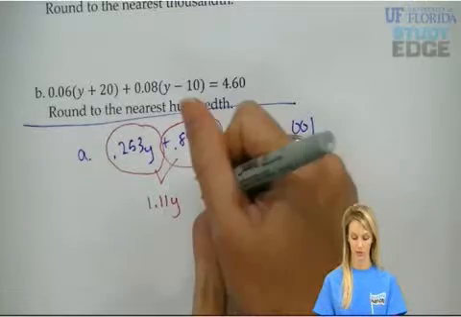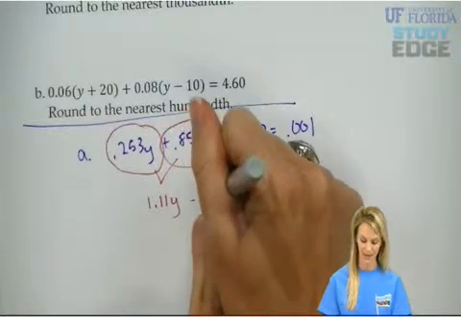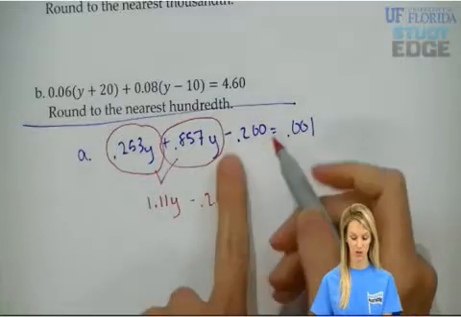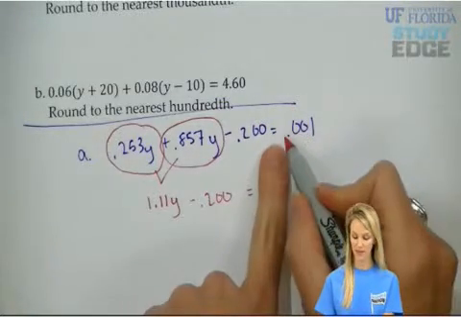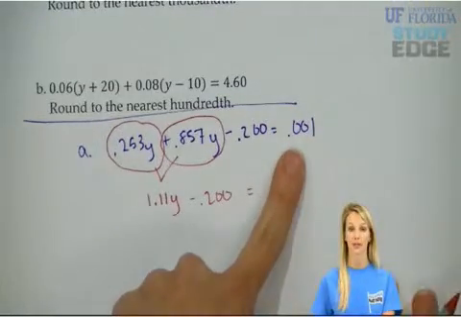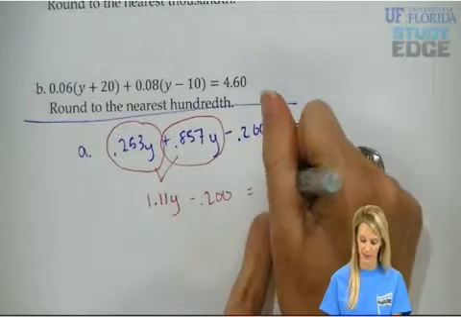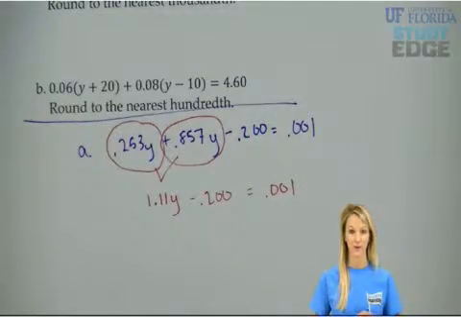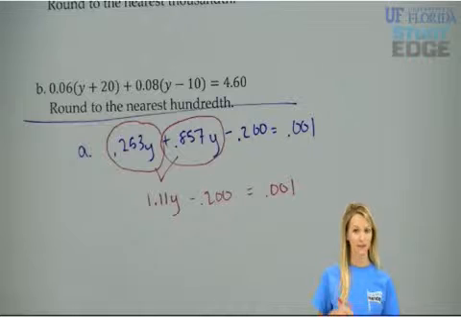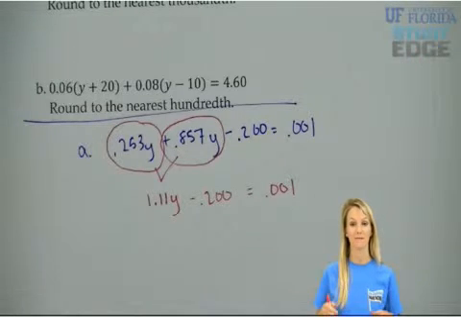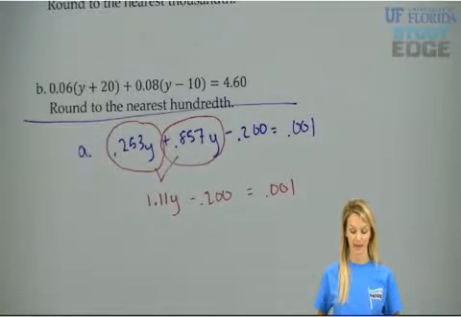This negative 0.200 can't be combined with anything on the left side. There's no other numbers here. And I have equal to, and I only have one term on my right, so there's nothing to combine it with. So I get 0.001. Well, now what do I want to do? Letters on one side, numbers on the other, right? I want to get my variable on one side of the equation and my numbers on the other.